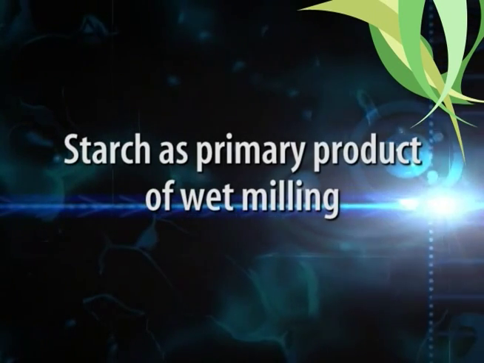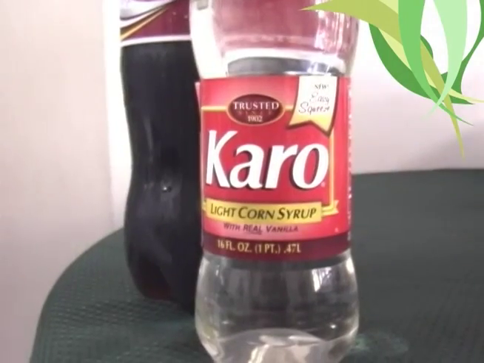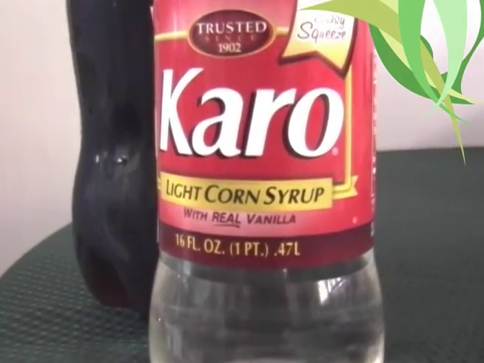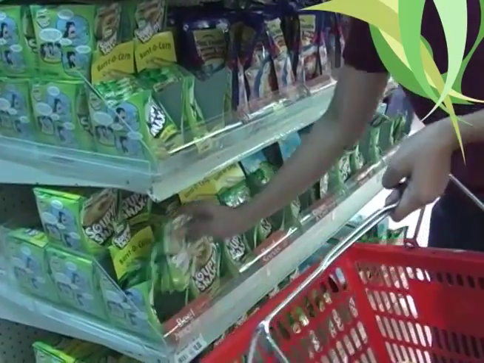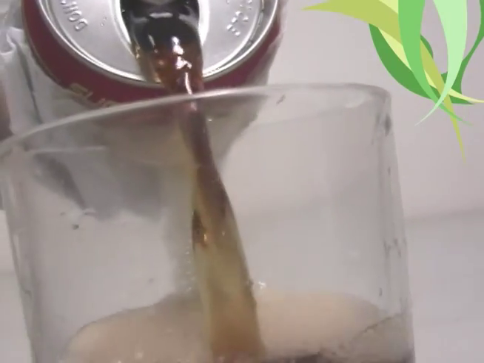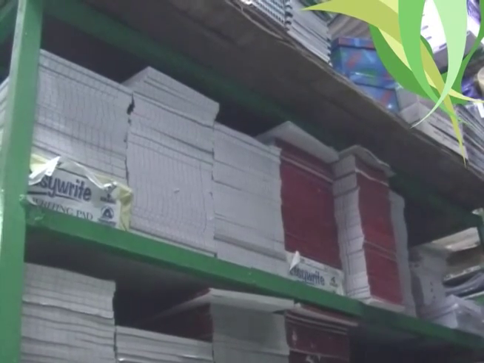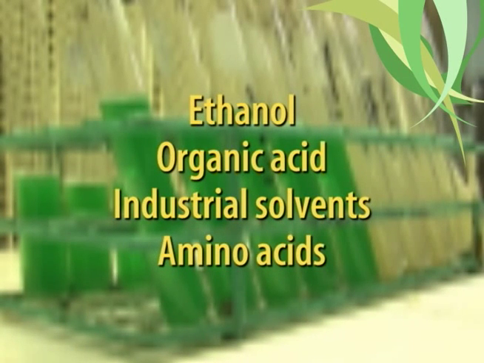Do you know that starch is one of the ingredients of many ready-to-eat food items? Starch is also the substrate in making sweeteners such as high fructose corn syrup and glucose syrup. Several products in our supermarket have both regular and specially modified starches. Noodles, juice, candies, and soft drinks are some of these examples. Starch is also in paper manufacturing and substrate of fermentation to produce ethanol, organic acid, industrial solvents, and amino acids.